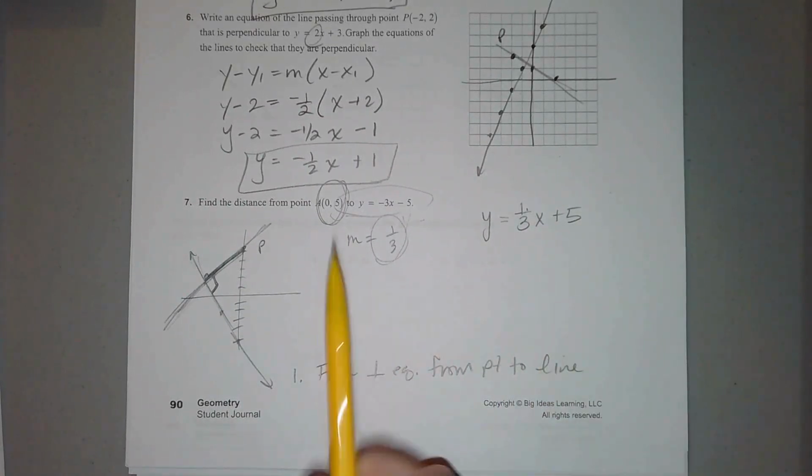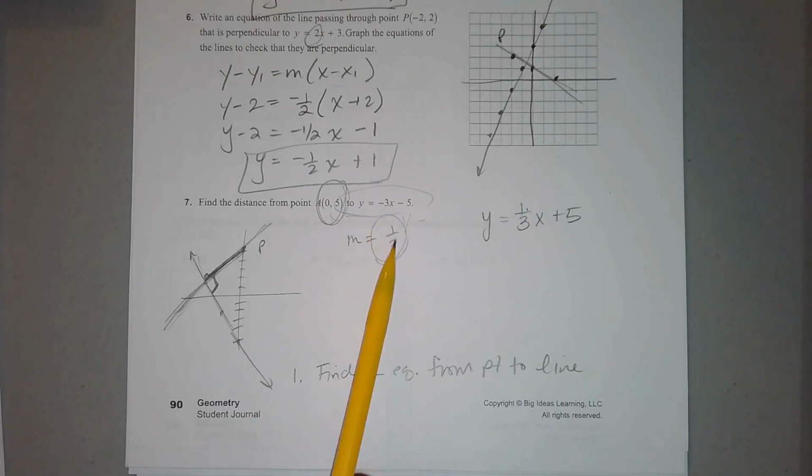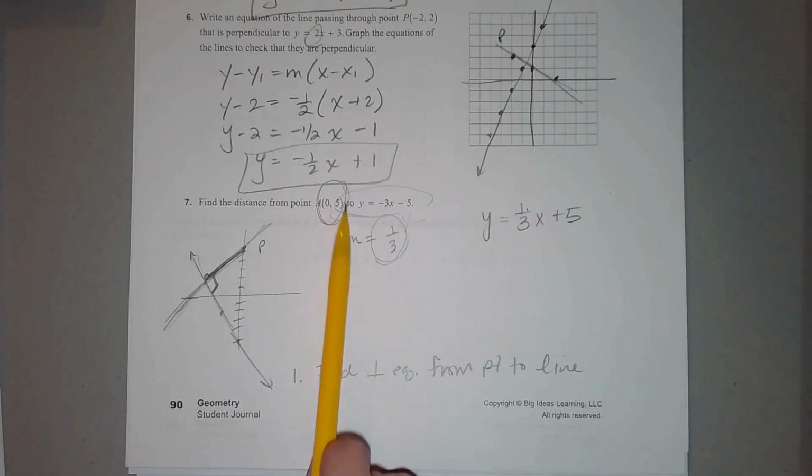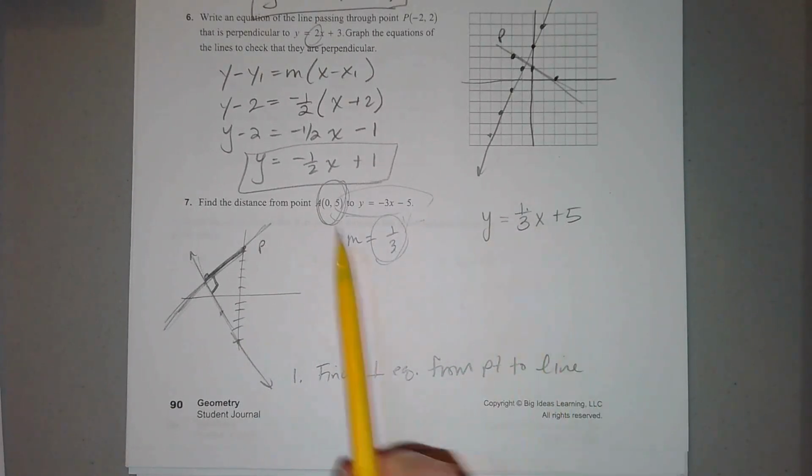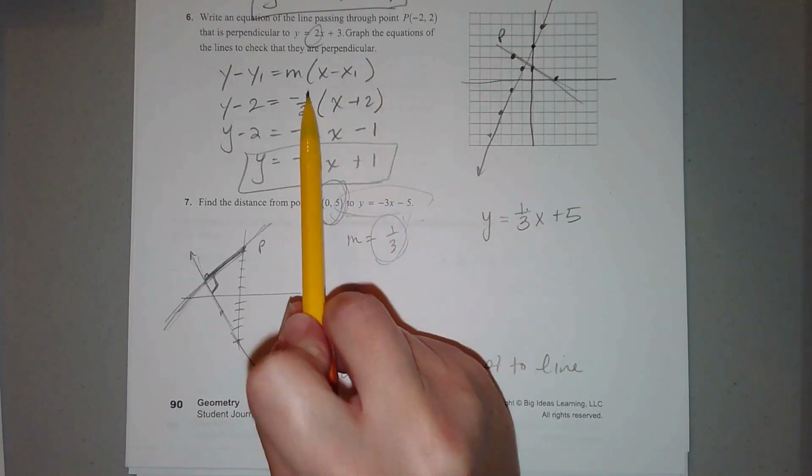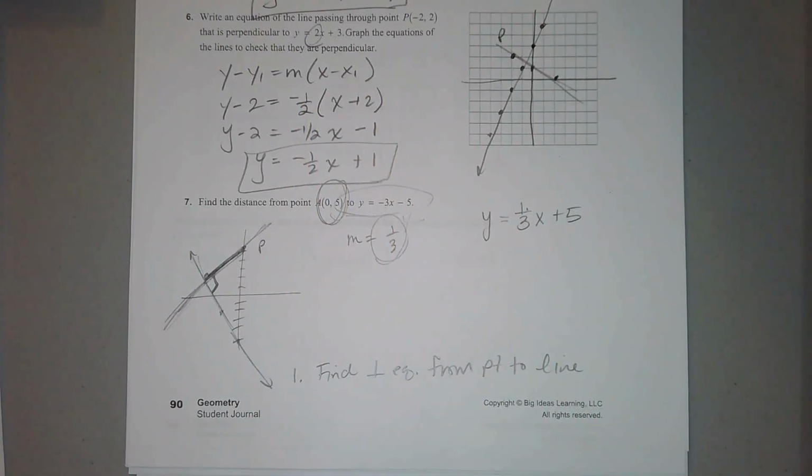So again, I just took the slope, so I took the opposite reciprocal, and then I used this point to help me figure out the equation. And that happened to be my y-intercept, so I just plugged it into my general equation. If it wasn't the y-intercept, then you would use the point slope formula like we did above. All right, step 2.